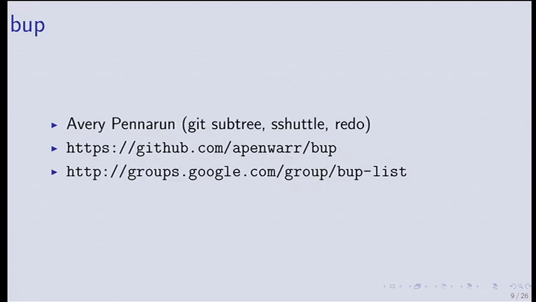That brings us to BUP. BUP is a software that uses the Git file format. It is developed by Avery Pennarun, who also developed git subtree, sshuttle, and redo. That's the URL of the project.